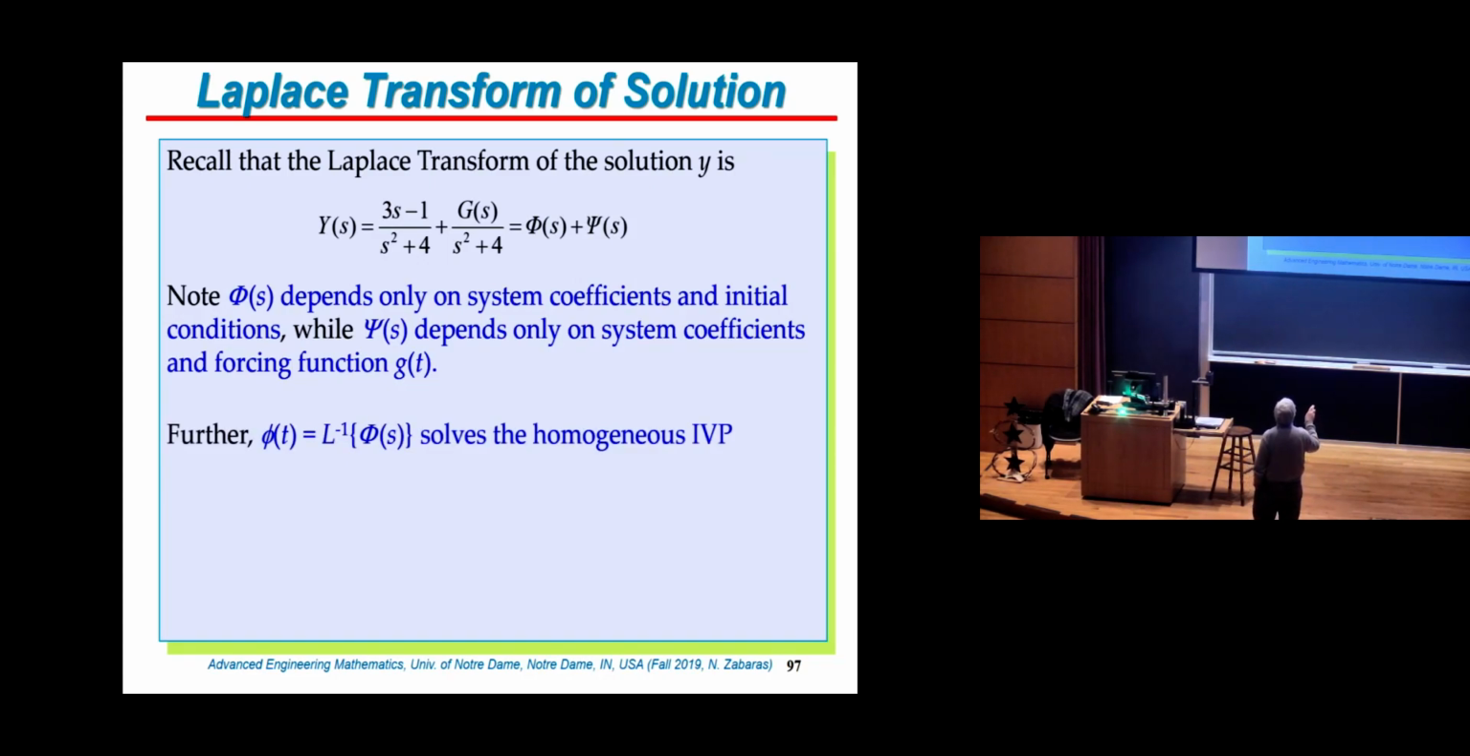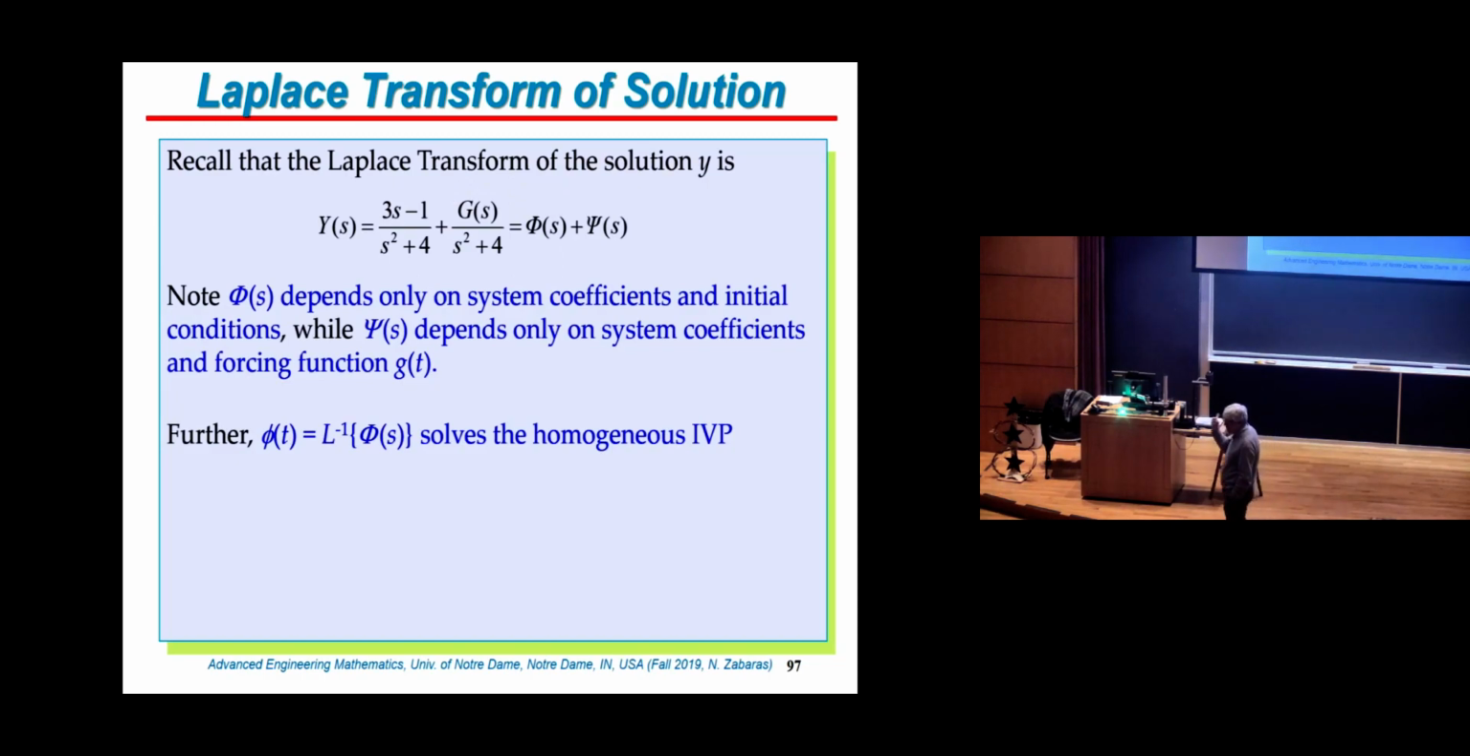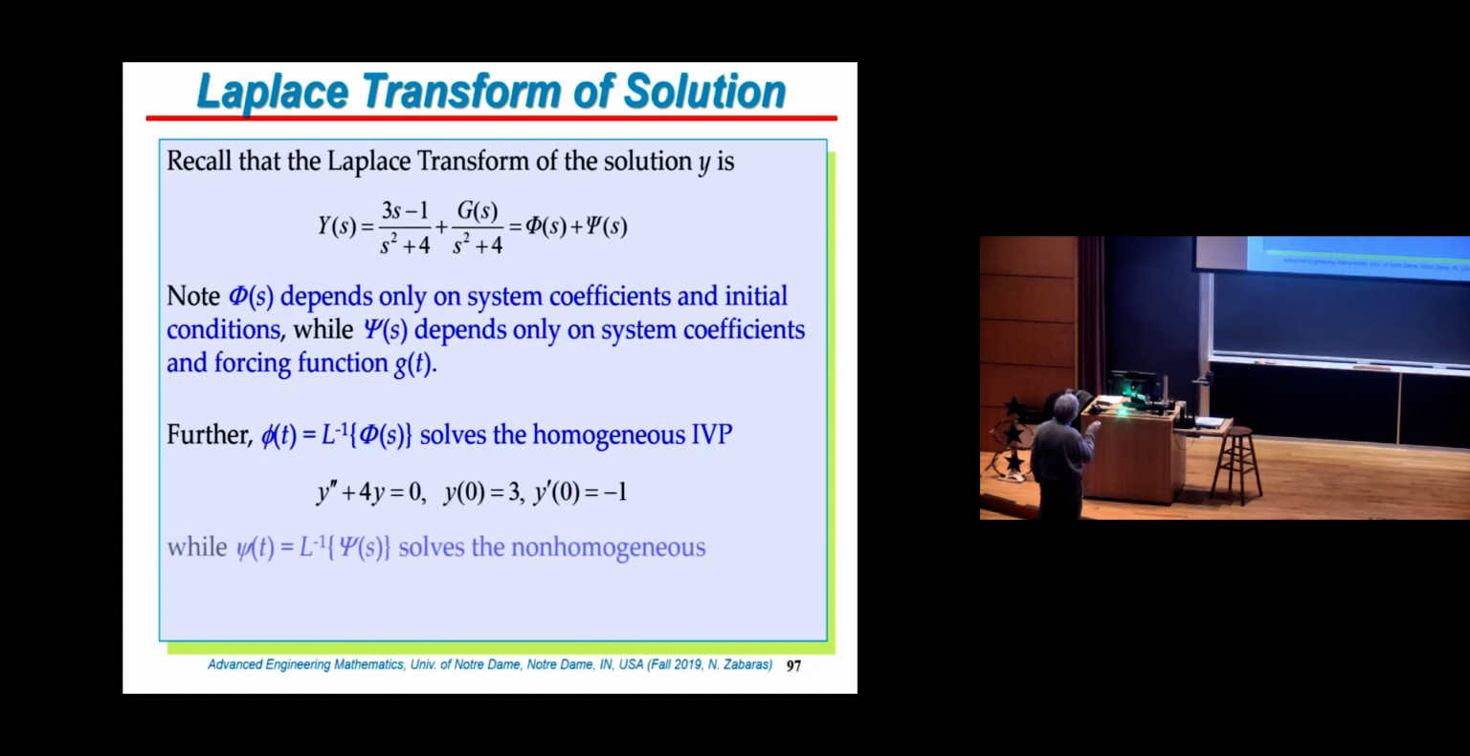So psi of s is g of s divided by s squared plus 4, all right? And this s squared plus 4 really came from the differential equation. It completely depends on the left-hand side of the differential equation. Now, let me concentrate on psi of s.